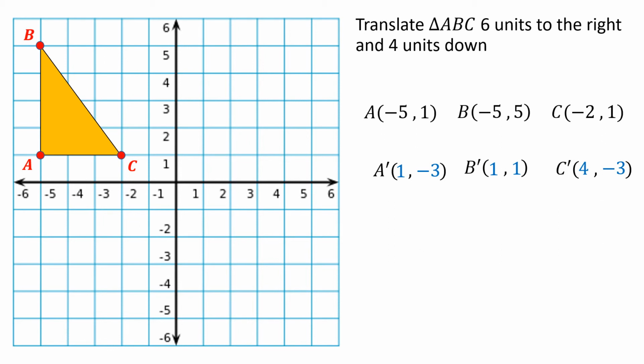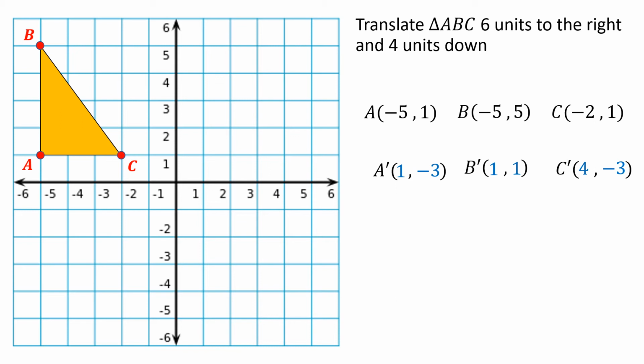Now, in this case, this is the first method. You can directly sketch, plot the points, and draw the triangle. The resulting triangle will be the image of triangle ABC translated 6 units to the right and 4 units down.